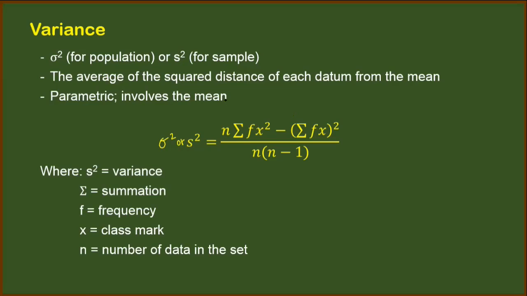So basically what we're going to do here is we will first square each of the class marks, and then each of those squared class marks will be multiplied by the frequency. Then we will take the sum. And then we will multiply it by N. For this part, we will multiply the frequency and the class mark first, and then get the sum, and then get the squared value. Don't worry, we will be having a step-by-step demonstration for this computation later when we go to the examples. And for the denominator, we have n times n minus 1.